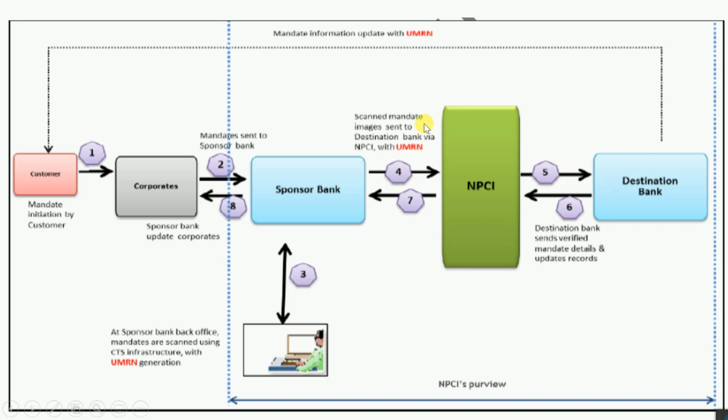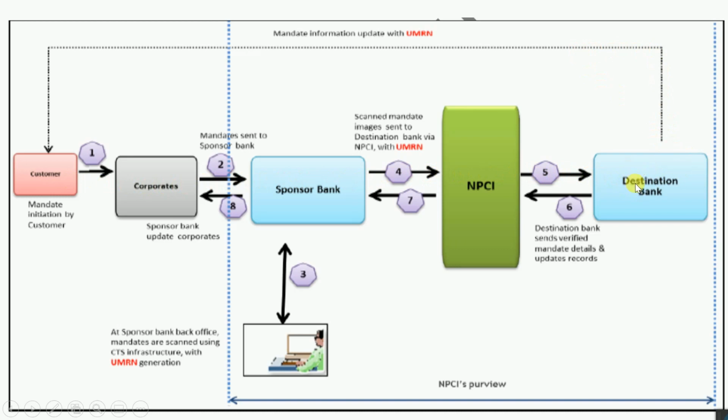Remember, this is just for information. Here the destination bank is not seeking any consent again, because they have already received the consent from this route. The image consent and the UMRN and everything is generated. Here the destination bank is just informing the customer that a mandate request has been received.